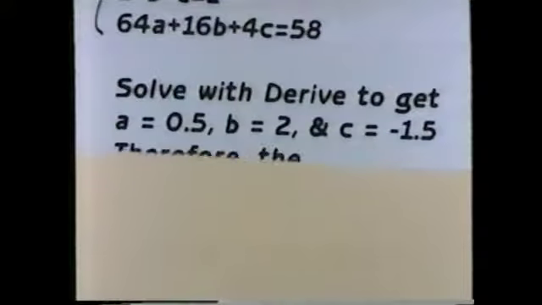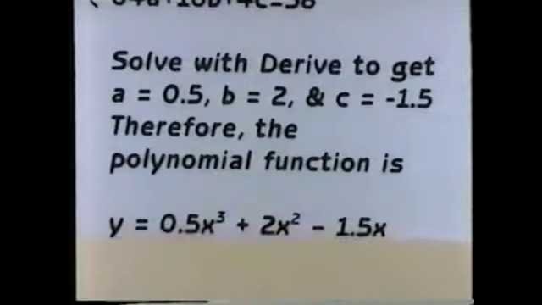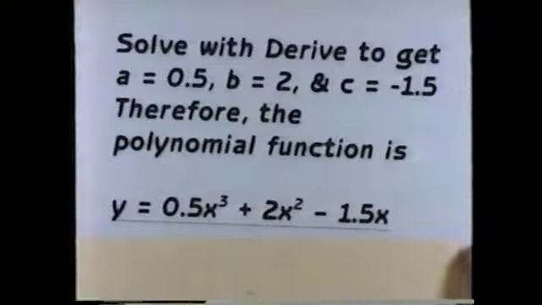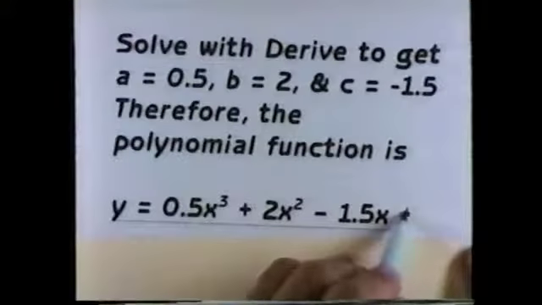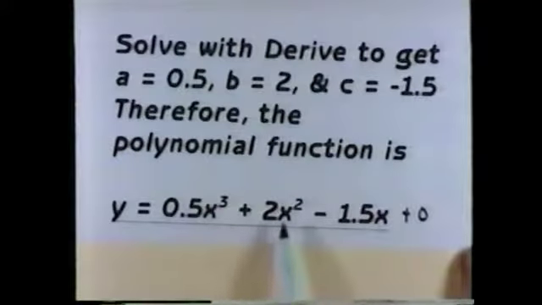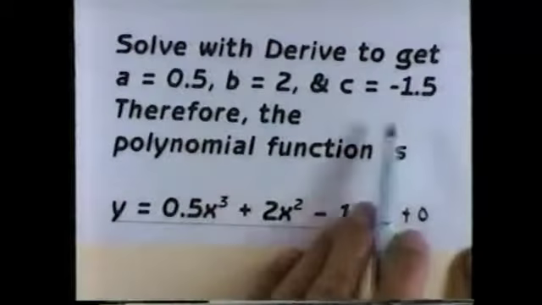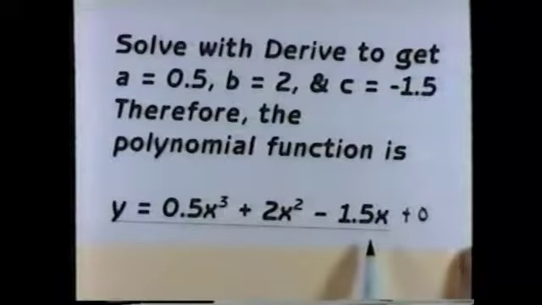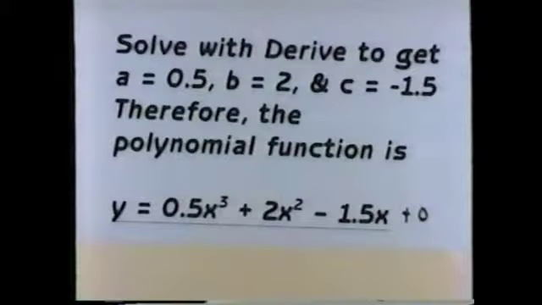Knowing the values of a, b, and c then, the polynomial function is y is equal to 0.5x cubed plus 2x squared minus 1.5x plus, of course, the 0 because the d value is 0. So it's ax cubed plus bx squared plus cx plus d. And using these values, substituting in, I get my polynomial function.